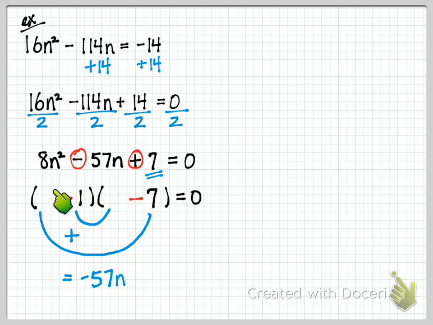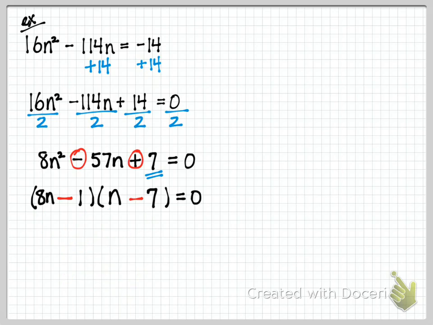But I can see that 8 times negative 7, well, maybe that will work. I don't know. Let's try it out. 8n and 1n, and we check it out, and we do the multiplication. Oh, it works out just fine. Negative 57n when I add them together. So I know that that is the factoring of that polynomial.